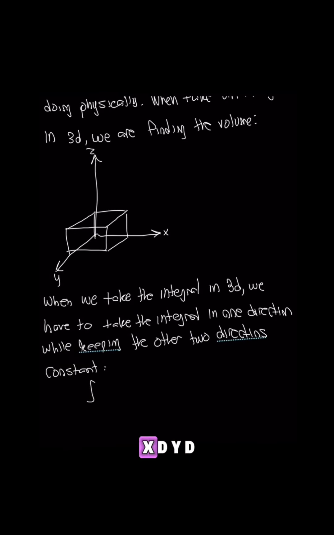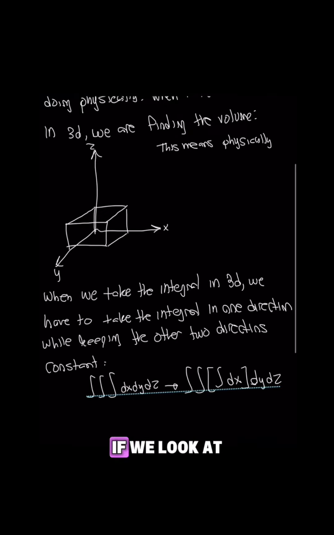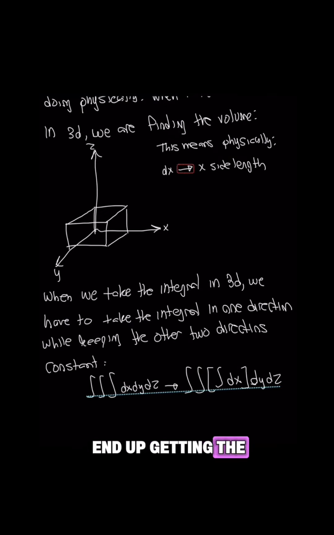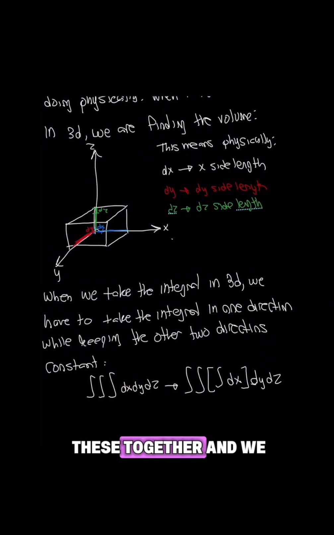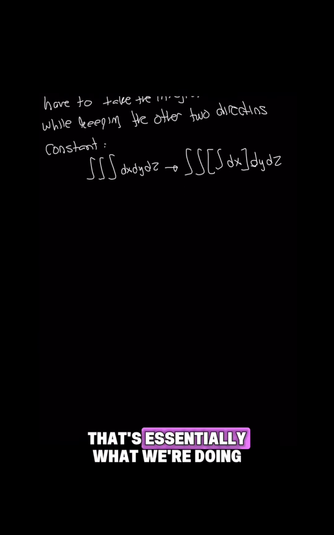If the integral is dx, dy, dz, we have to convert it into this form here where we first take the integral with respect to dx. What does this mean physically? If we look at our graph, when we keep dy and dz constant, we just end up getting the x side length. And if we do the same for y, we get the y side length. Same thing for z, we get the z side length. We multiply all these together and we end up getting a total volume. So that's essentially what we're doing.